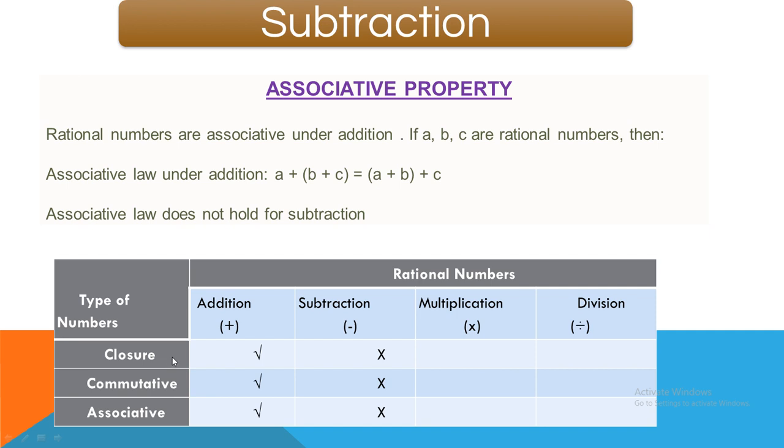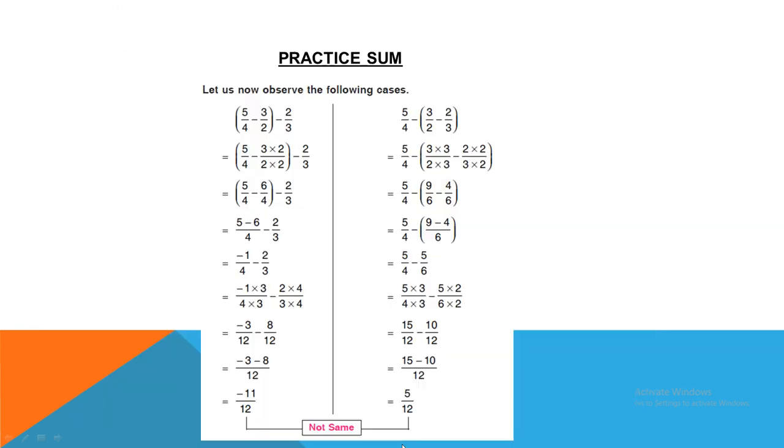Let's check the table. Do rational numbers have the closure property with addition? Yes. Do rational numbers have the commutative property with addition? Yes. Do rational numbers have the associative property with addition? Yes. But the commutative and associative properties for rational numbers are not satisfied for subtraction.